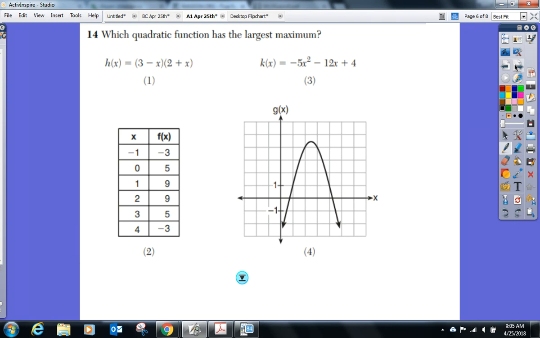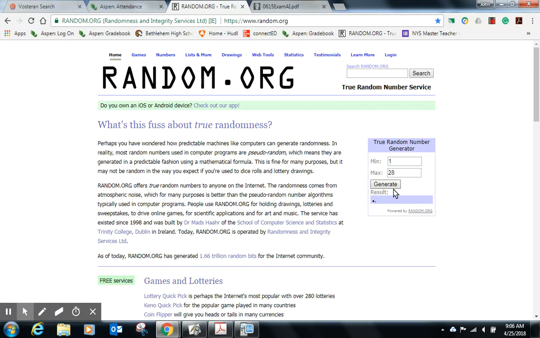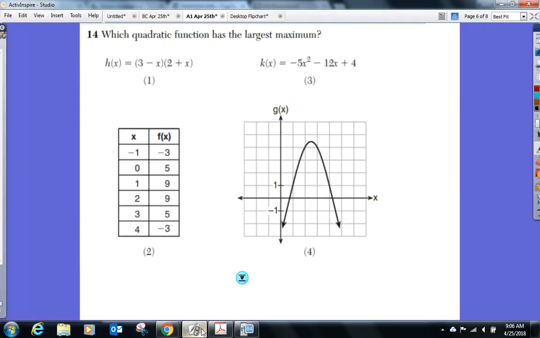Which one has the largest maximum? All right, here we go. I'm going to go out of order here. Can you pick the maximum for number 2? 9 over here. Everyone see it's 9. Maybe something in between, but definitely the max is around 9.